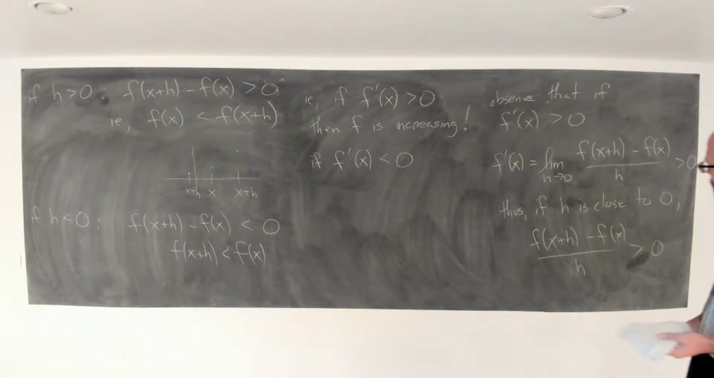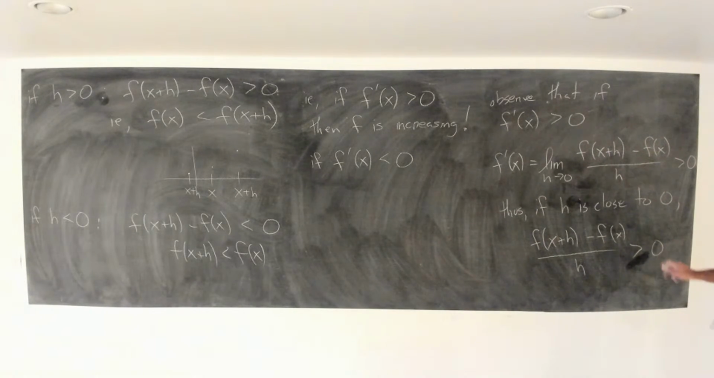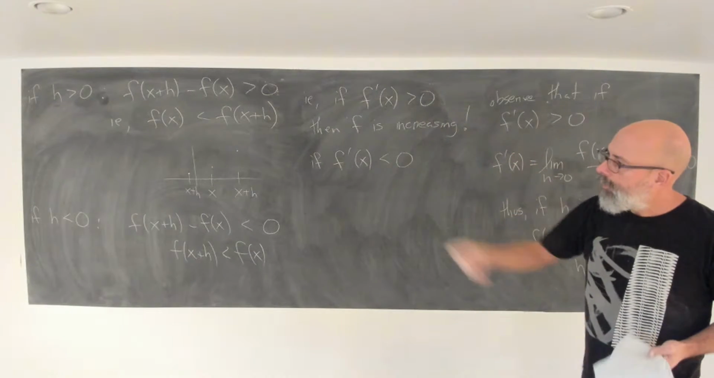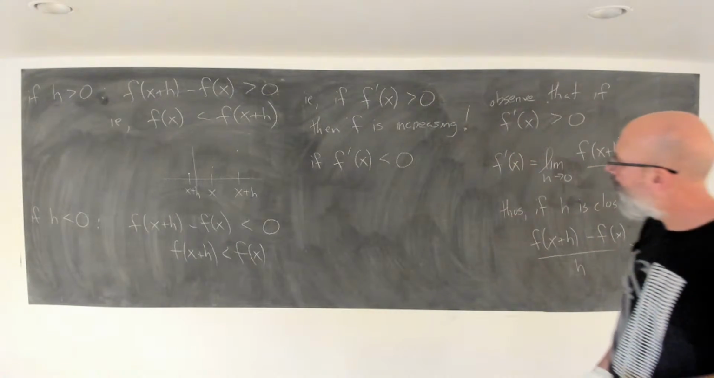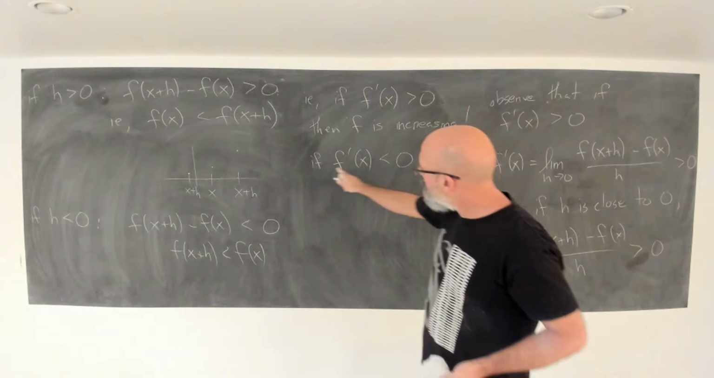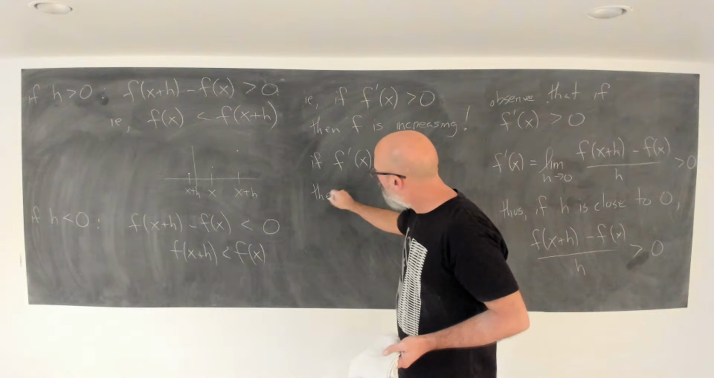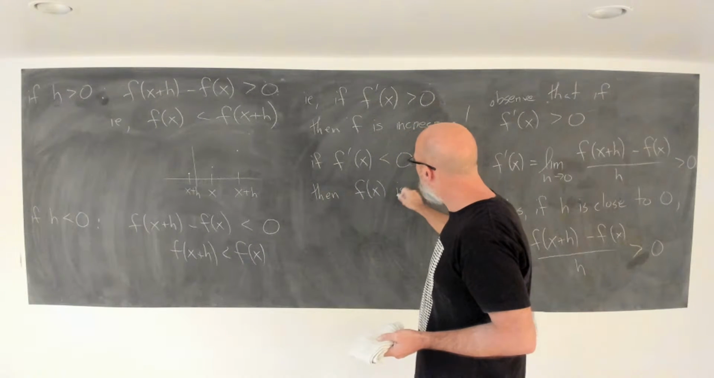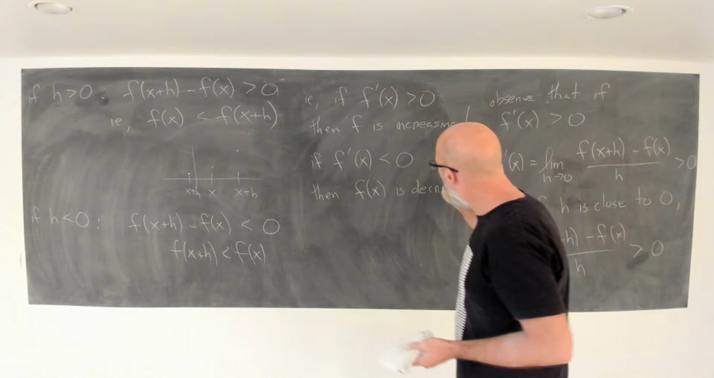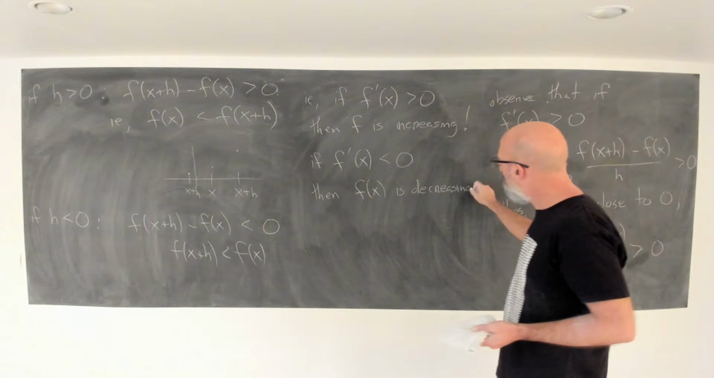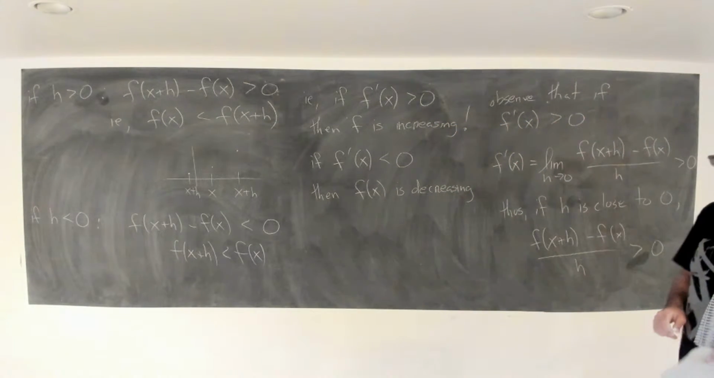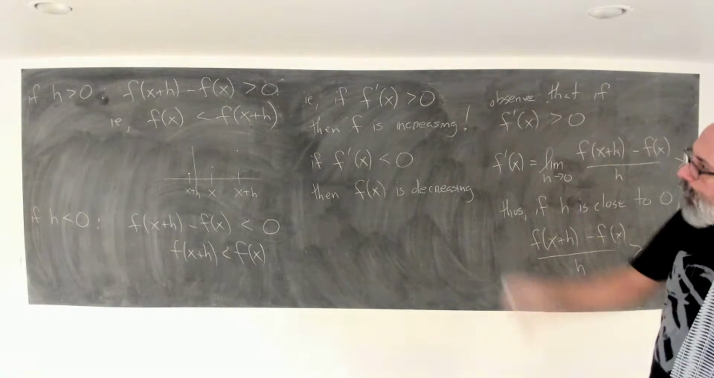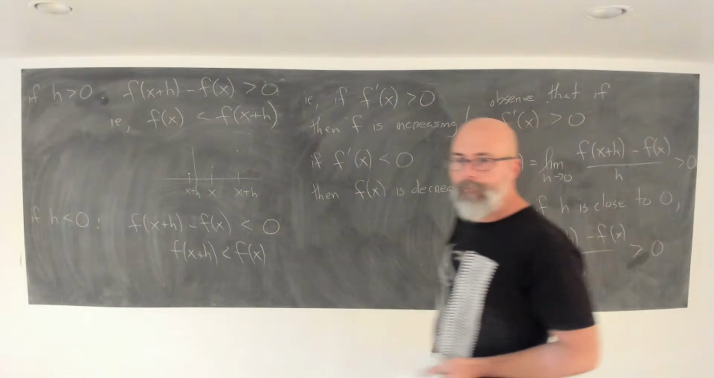If the derivative is less than 0, you can do the same argument. I'm going to let you repeat. If the derivative is less than 0, then f of x is decreasing. Again, convince yourselves, but it's the same argument.